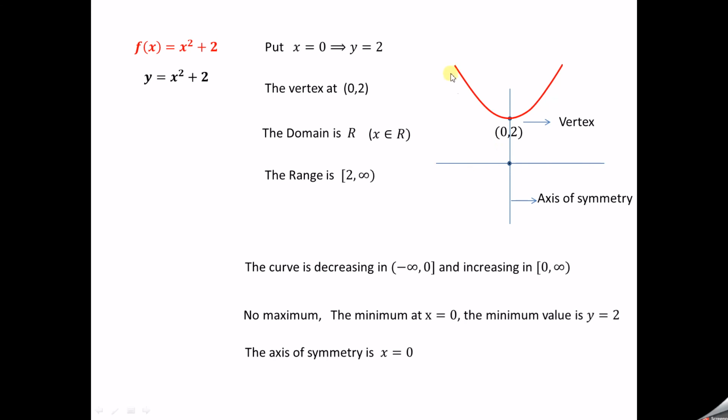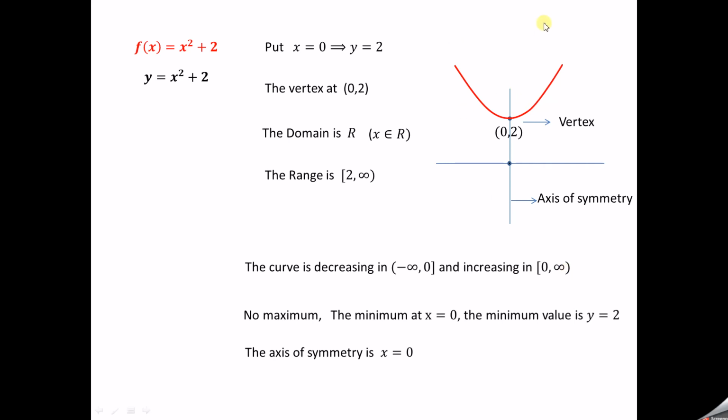Now increasing and decreasing. For what values is it decreasing, for what values is it increasing? If you see, when x is from minus infinity to 0, the curve is decreasing. And when x is going from 0 to infinity, y values are increasing. So the curve is decreasing for what values of x? From minus infinity to 0, y is decreasing. And the curve is increasing for what values of x? From 0 to infinity, the curve is increasing. y is increasing when x is from 0 to infinity.